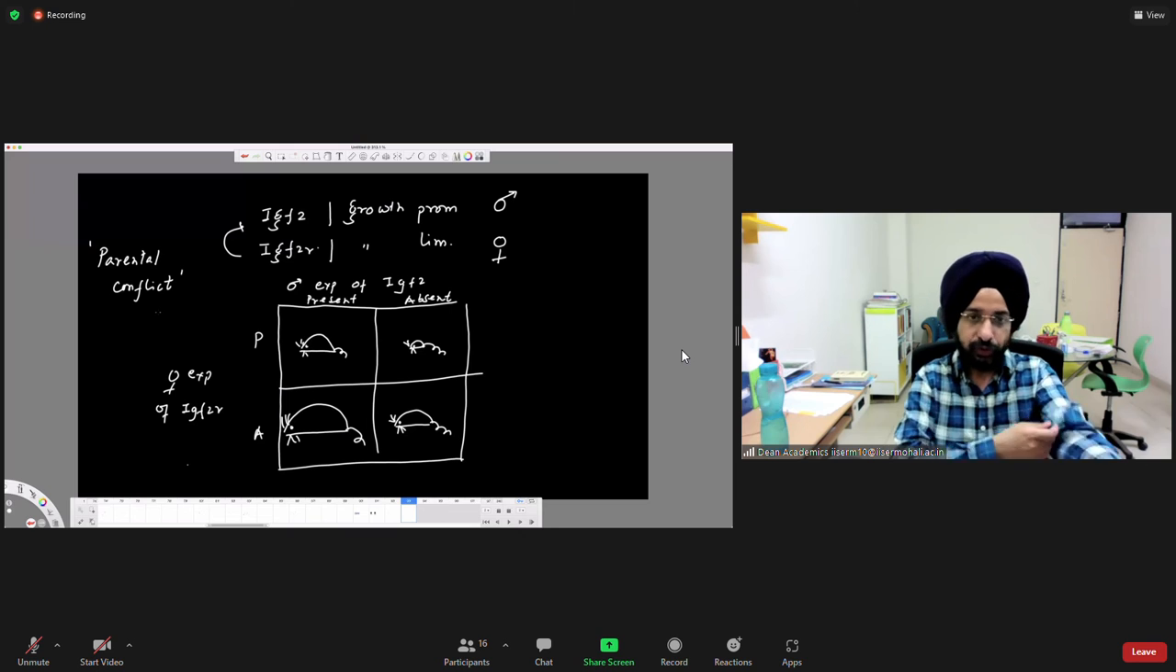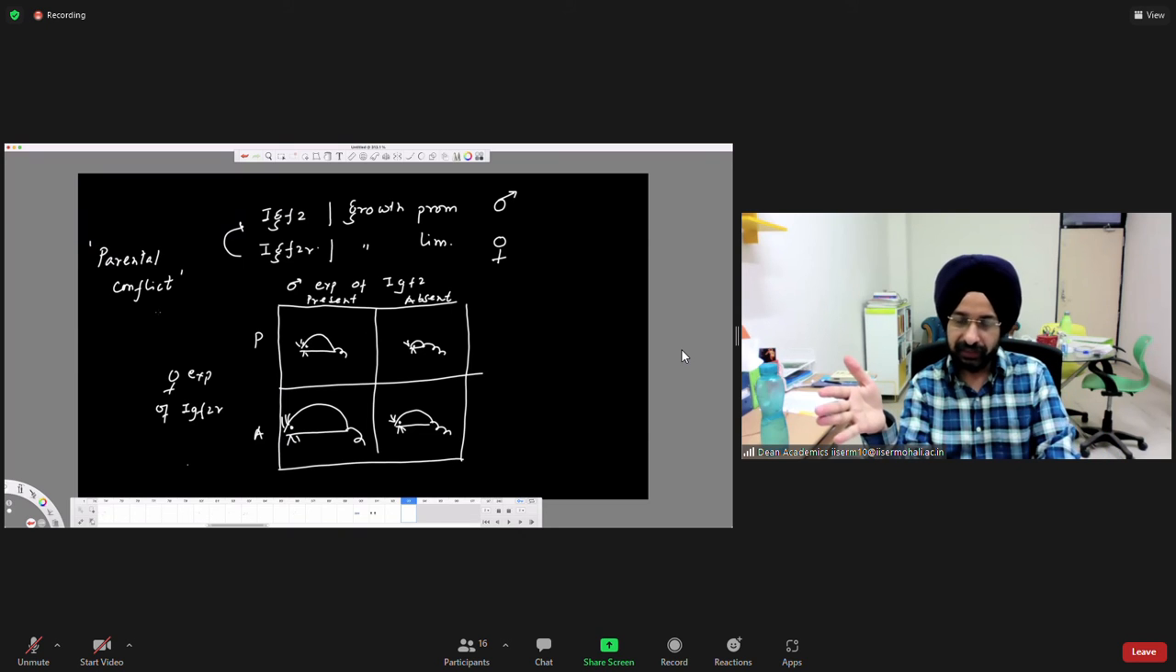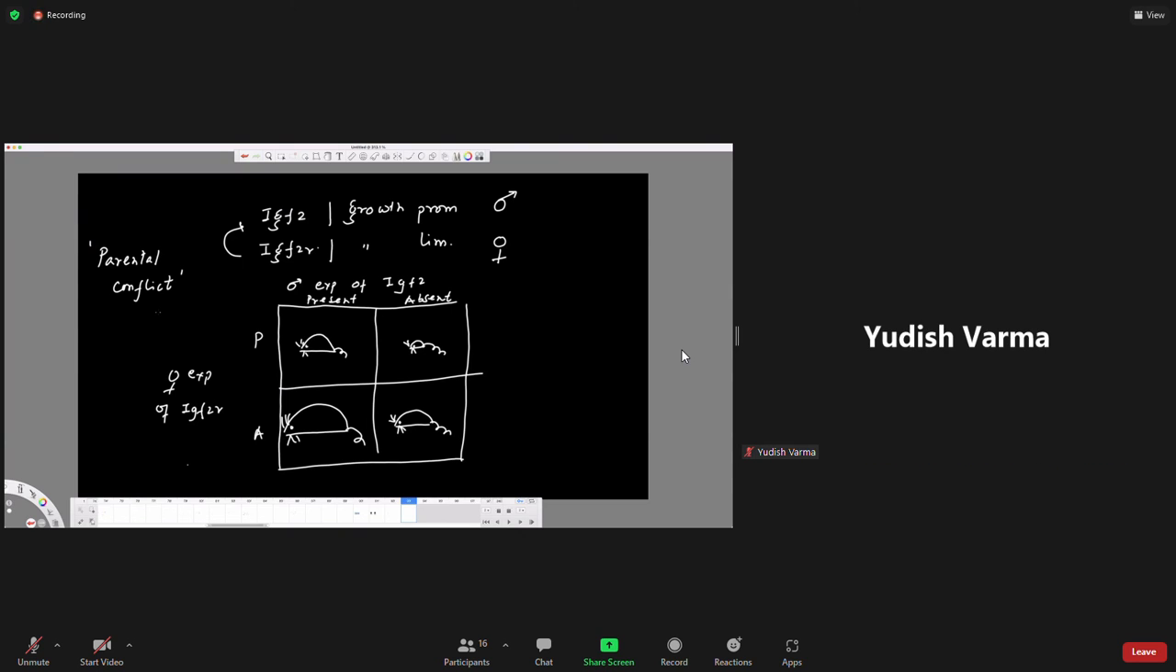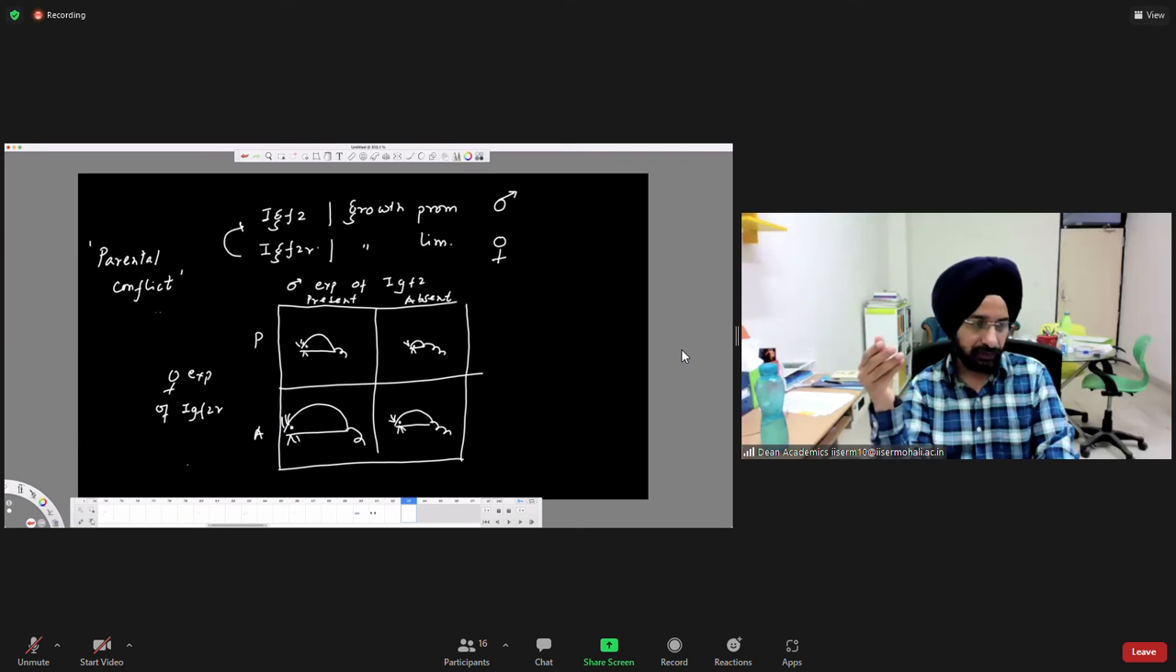Alright, so we will continue with genomic imprinting and then we will look at the trajectories during development, what happens to epigenetic modification during development, and where imprinting lies during that trajectory. If I get time, we will also look at X chromosome inactivation.